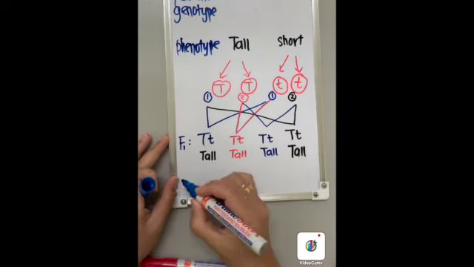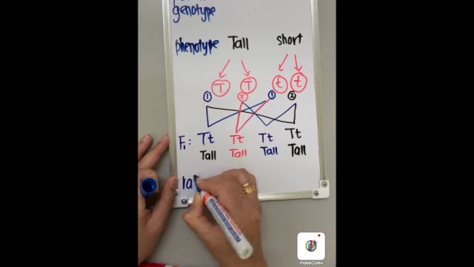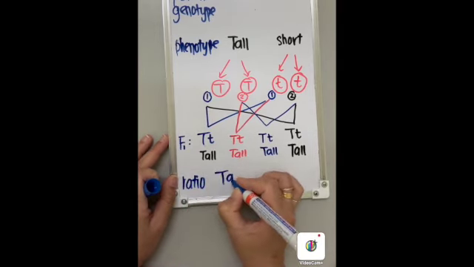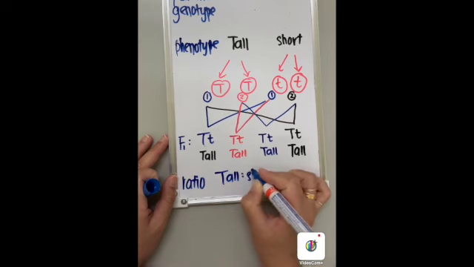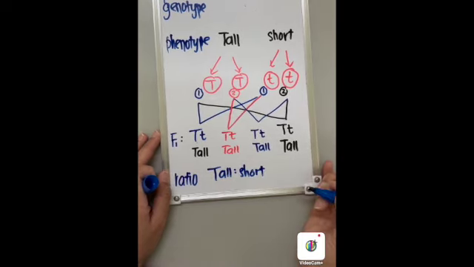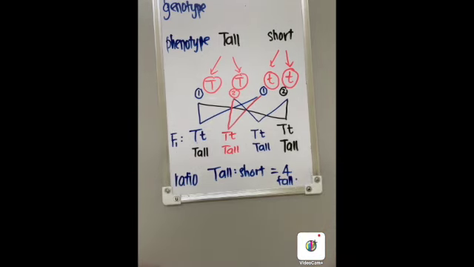Lastly, the question will ask you for the ratio. Okay, what is the ratio between tall and short? Do you have any short plants? No, right? So our answer will be all of them are tall. All the 4 plants produced are tall. Alright?